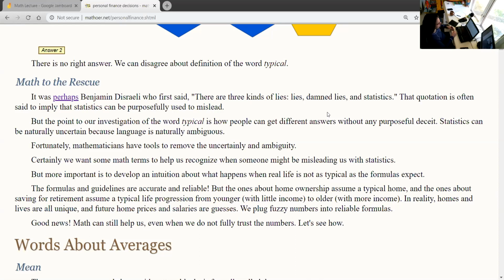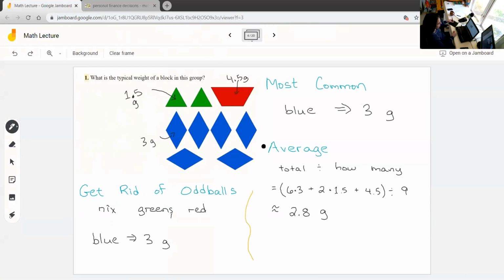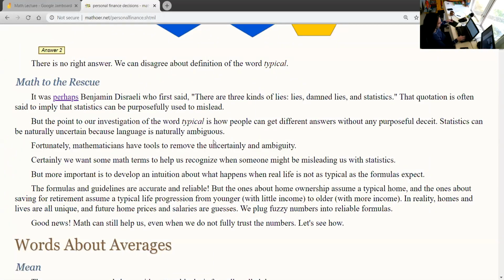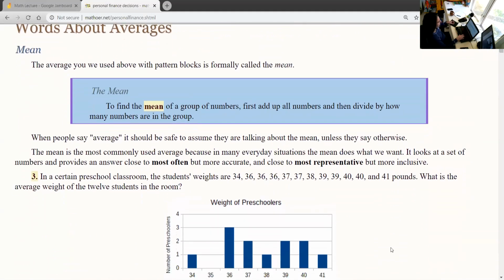But it's also true that you don't have to be intentionally lying. Our exploration of typical is that, yeah, sometimes there's just genuine ambiguity. There's more than one way to talk about these things. And if you're not being precise, then I could say 2.8 is the right answer, or I could say 3 is the right answer. And it's not that I'm lying to you, I'm just thinking about typical in a different way. So to avoid that in the math class, we're going to use very careful words.